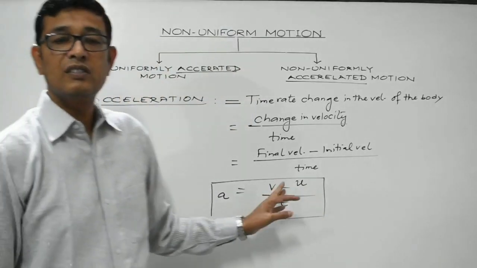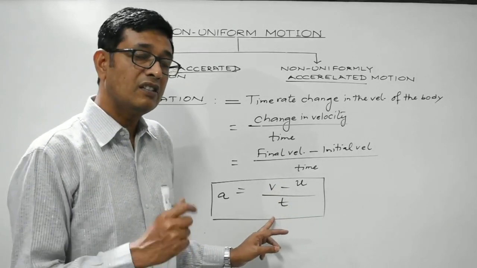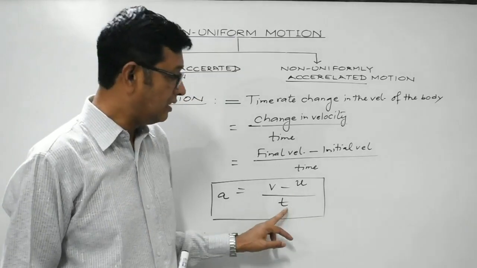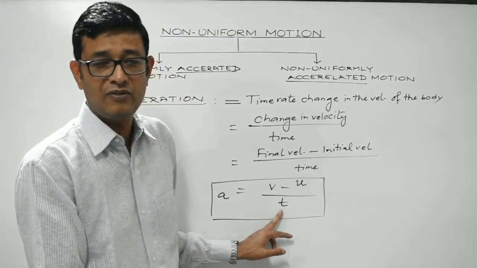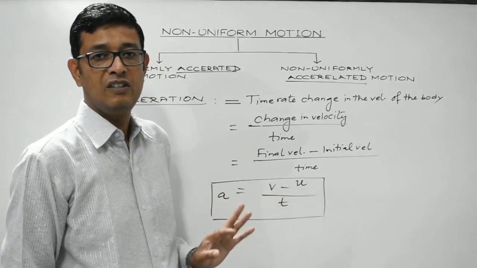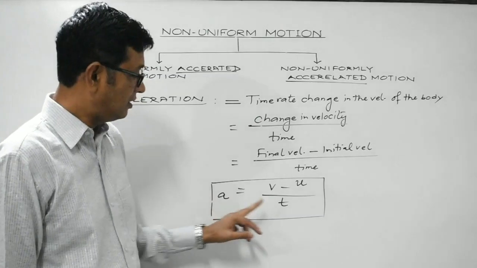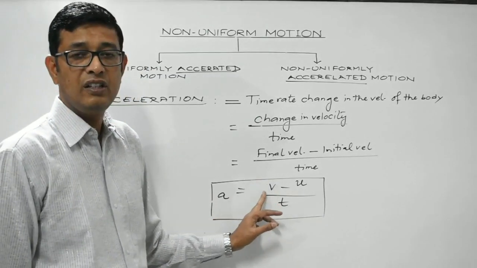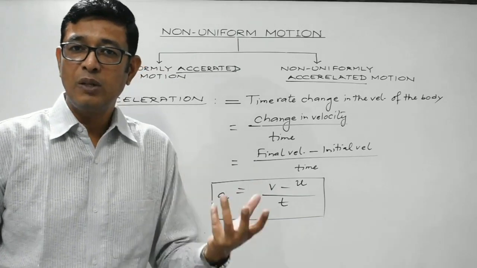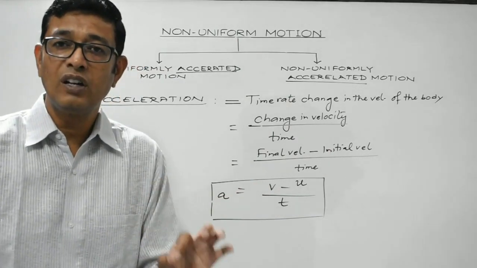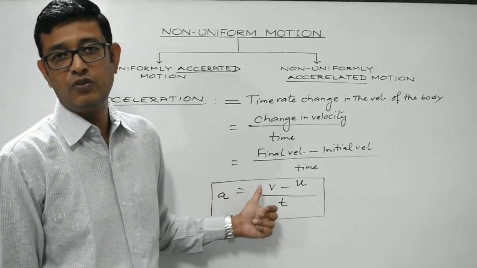So students, here U is the initial velocity of the body, V is the final velocity of the body, T is the time during which the body has changed its velocity from U to V. So, acceleration of body is defined as the time rate change in the velocity of the body. That is, the change in the velocity of the body per unit time is known as its acceleration. So, mathematically, a is equal to (v minus u) by t.